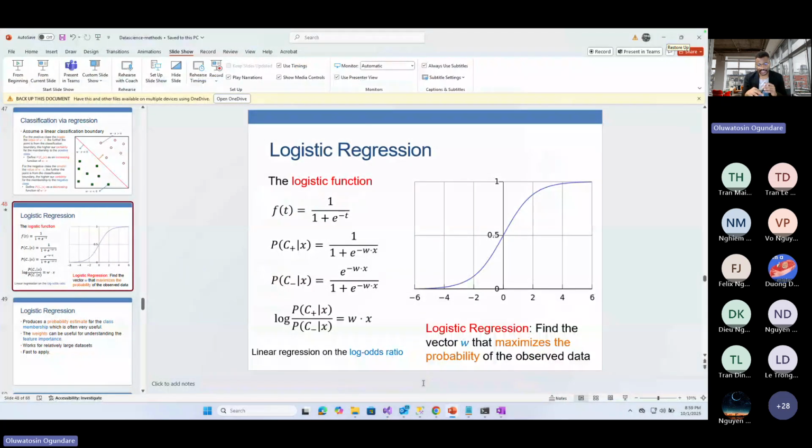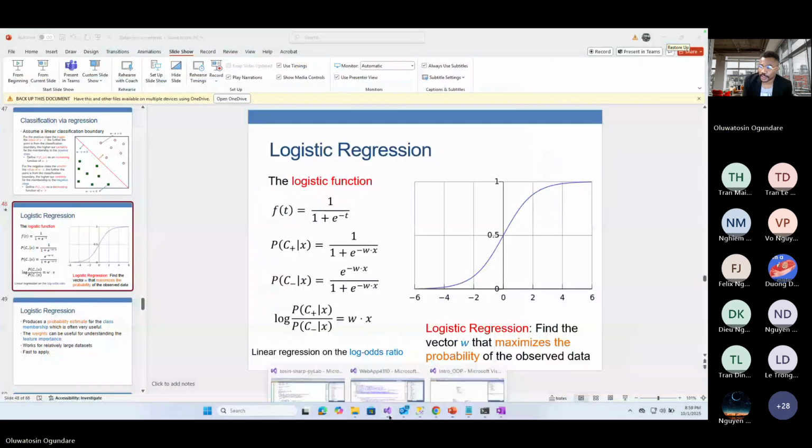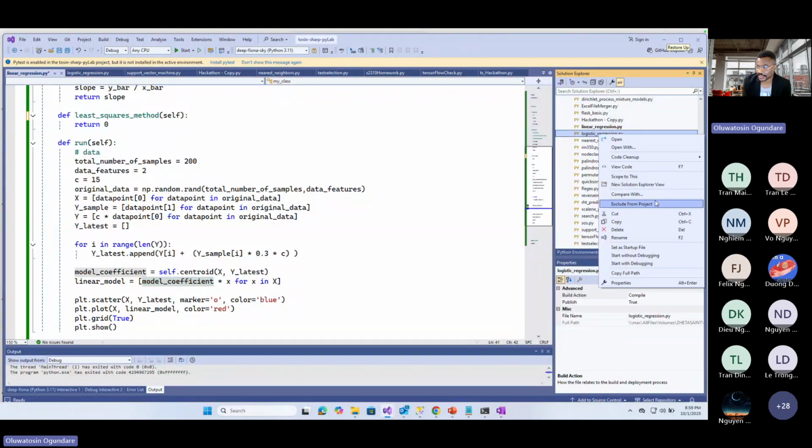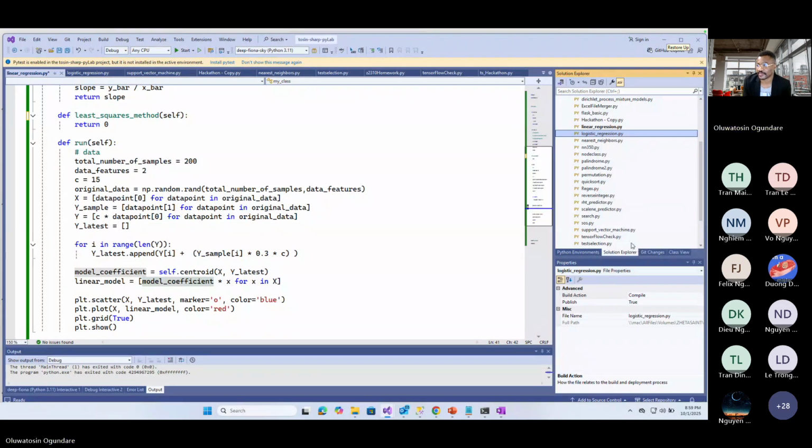Okay, otherwise we'll predict C minus. So let's look at how a logistic regression model would work on our data set from last time. And then we can also see the decision boundary as well.